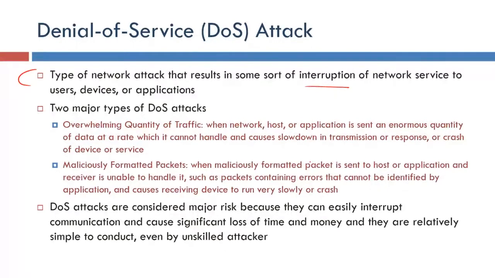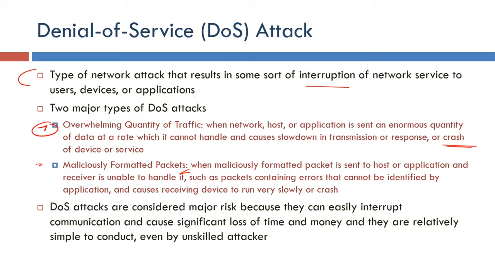So there are two major types of denial of service attacks. The first one is overwhelming quantity of traffic, which is what we were talking about now. When the network or host or application is sent an enormous quantity of data at a rate which it cannot handle, it causes slowdown in the transmission or response, or even a crash sometimes. It can crash, okay? This is just a matter of having so many computers trying to access that service or access that host at the same time, okay?